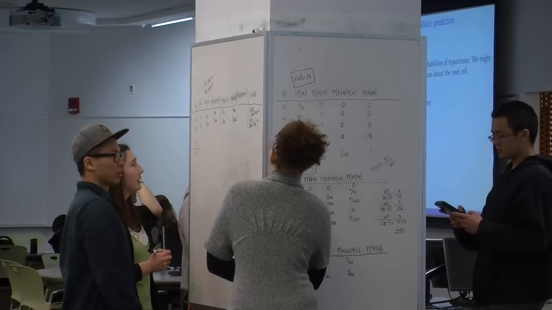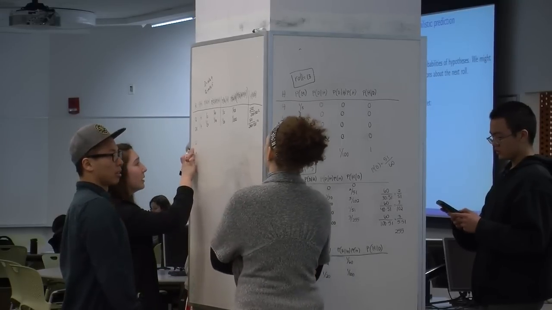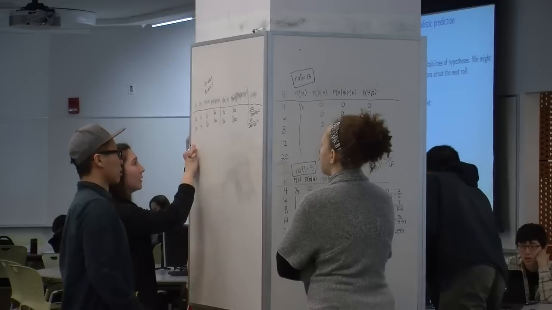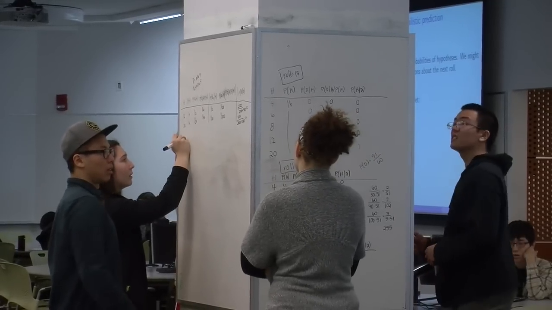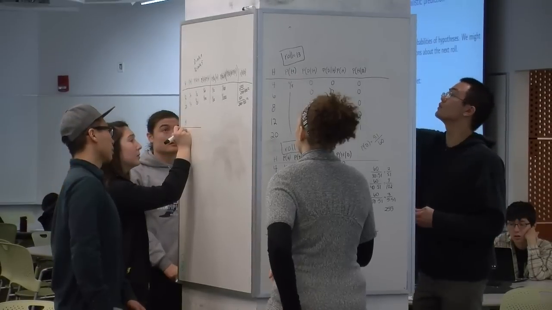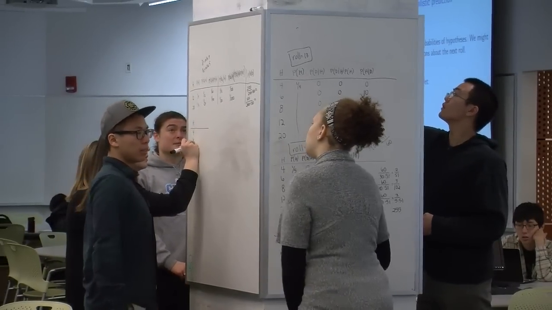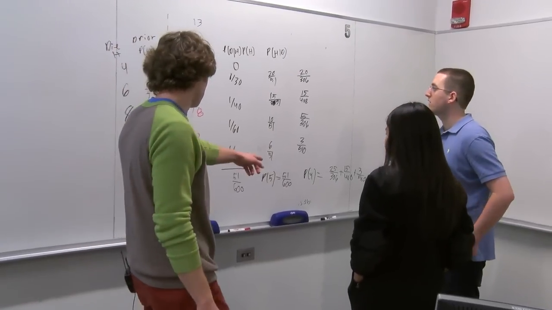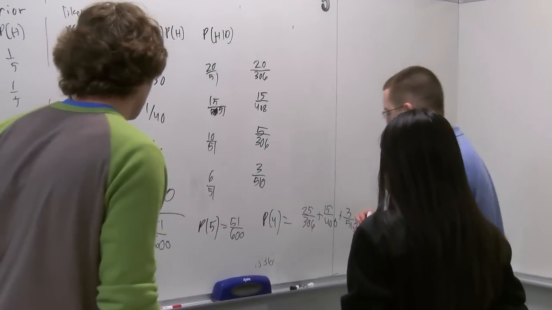Dividing all those by that. Yeah, that's probably... So it's what? Divided by 3,000 divided by 180. 56. Now, is this the probability of 4 or the probability of 4 given 5? That's right.